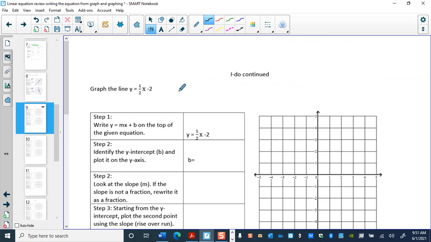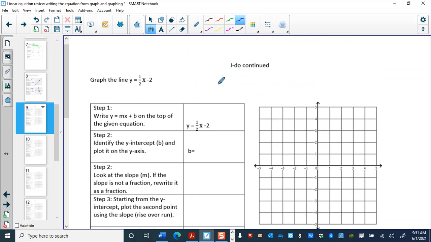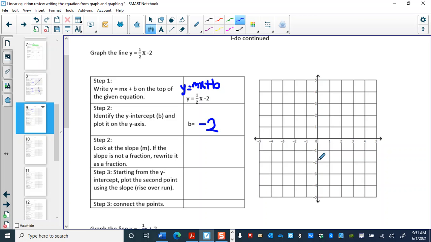Graph the line y equals 1/2 x minus 2. First step, write the equation y equals mx plus b. And then identify the y-intercept. Your y-intercept is negative 2. So on the y-axis, your intercept is negative 2.